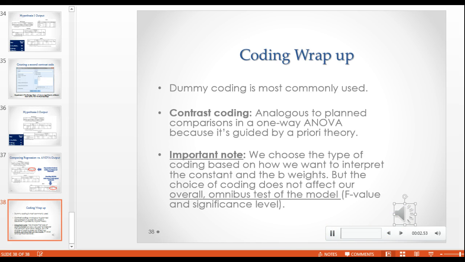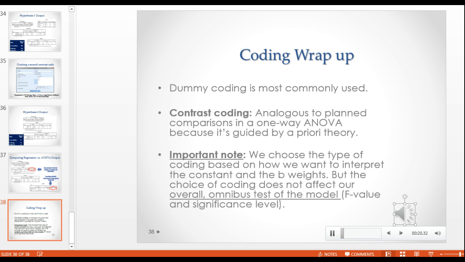To wrap up this lecture, I would like to just provide a quick overall summary and hit the high points of coding in regression. And so the first thing I think to keep in mind at the most broad level is that dummy coding is most commonly used, I believe, in our fields.